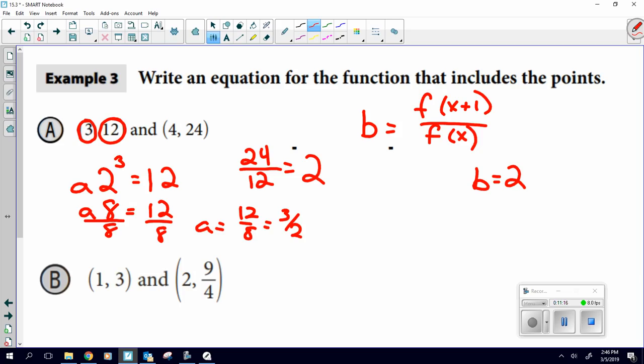So our function, f(x), is equal to our a, which is 3/2, times 2 to the power of x. Since I had the multiplication dot there, I didn't need to use parentheses. So remember to do that. All right, so here we go. Let's try b.